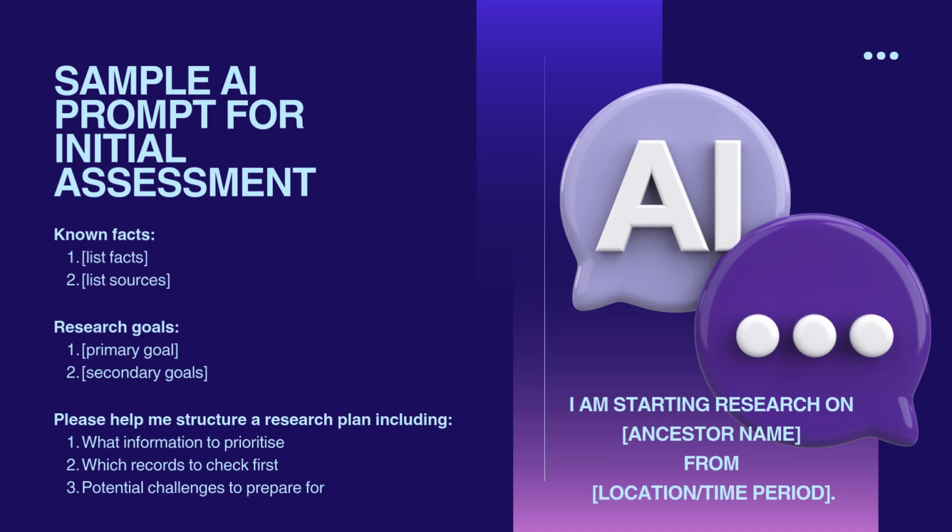You'll see on this slide the beginnings of your own prompt, where you will ask your AI tool and give it the information about yourself, where you're starting research on. Give your ancestor name, where you see the square brackets, from the location and time period in the square brackets. Include all the other details and facts that you have already to make sure that the AI tool can include those in the research plan.